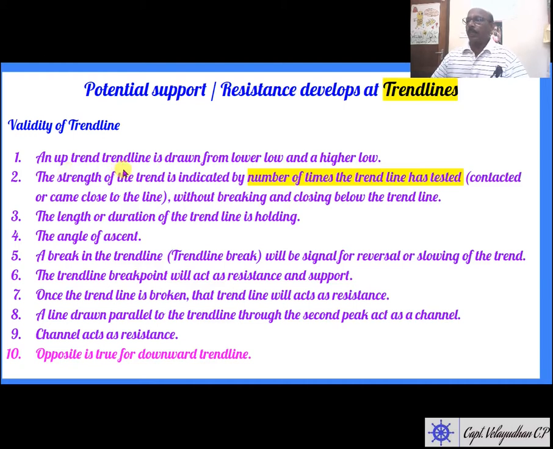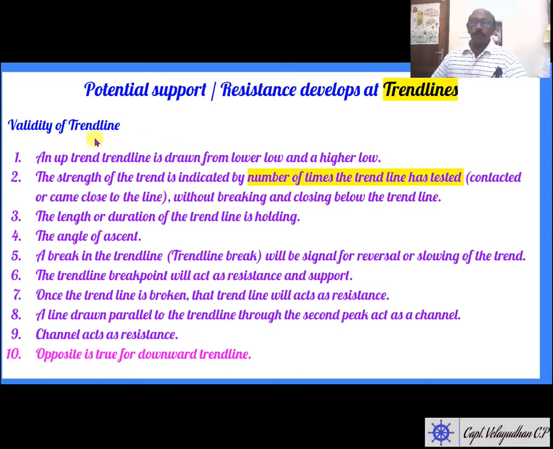An uptrend line is drawn from lows and higher lows, which I already showed you in the chart. The strength of the trend is indicated by the number of times the trend line has been tested or contacted or came close to the line. How many times the trend line has been touched without breaking or closing below the trend line. Many times it breaks, but closing below is a different thing. Once it closes below, the trend validity is gone, the trend line is broken.